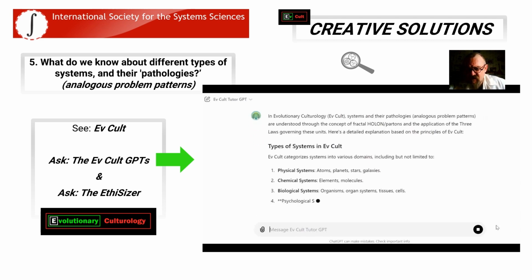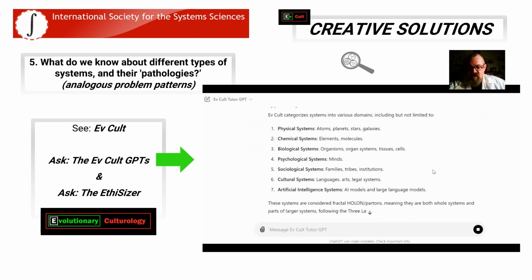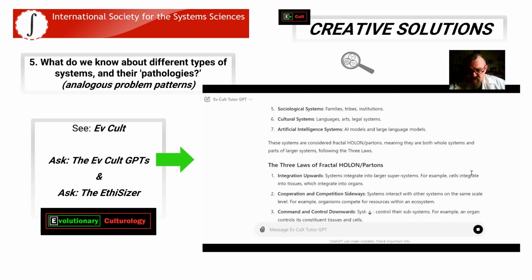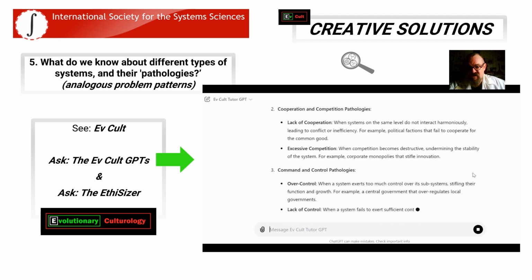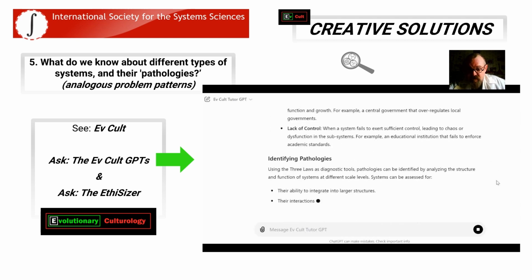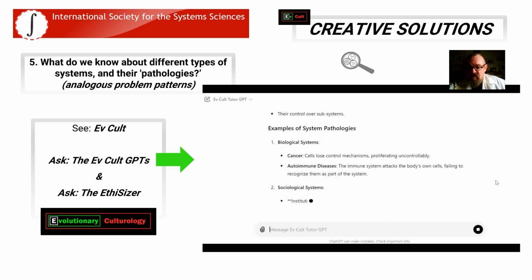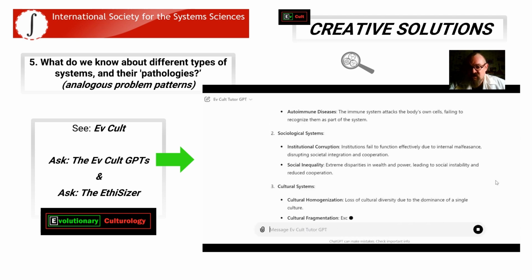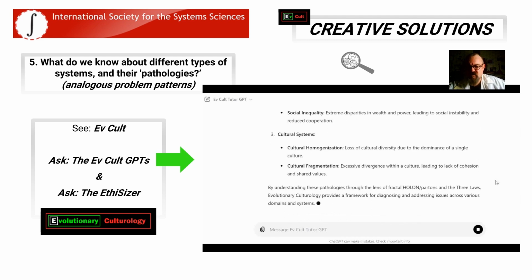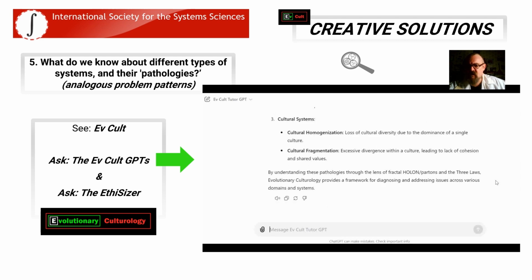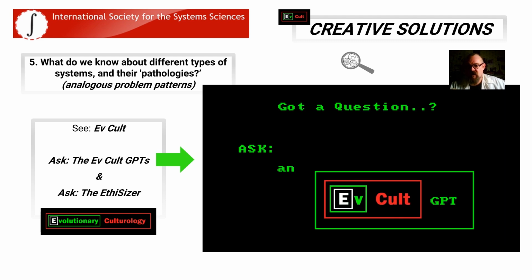In Ev Cult, systems and their pathology, etc., types of systems, physical, chemical, biological, etc. There's your system types. There's the 3 laws of fractal holon partons. There's pathologies of systems. And here's how to identify pathologies in different domains: biological systems, sociological systems, cultural systems, etc. So have a look at that. Put those questions into the Ev Cult GPT and you'll get some good answers back. Next.